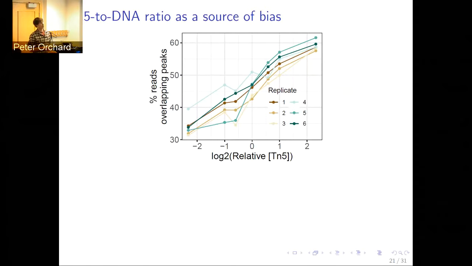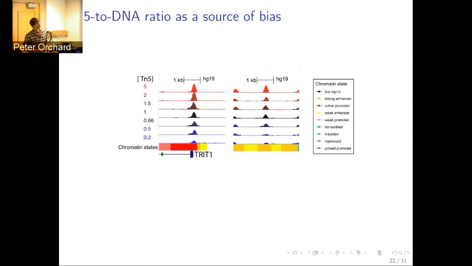Another example of this is just looking at the fraction of reads and peaks, so kind of a quantification of signal to noise in some sense. And you again see a very striking relationship with the amount of enzyme. And this is very, very visually apparent as well. So if any of you are familiar with the UCSC Genome Browser, here are some screenshots from that. This is just visualizing, at two different genomic loci, what does the ATAC-seq signal look like?